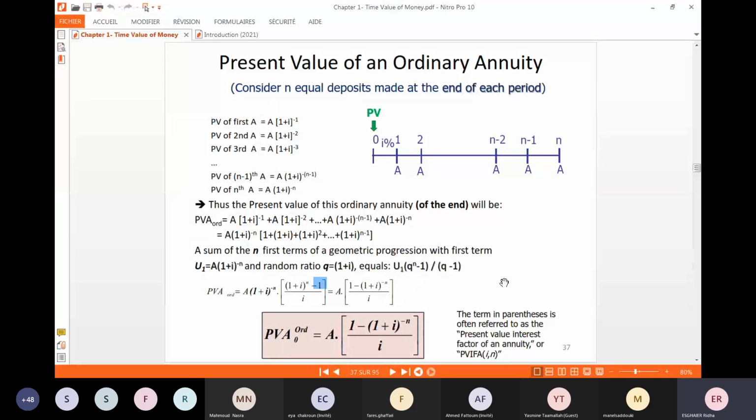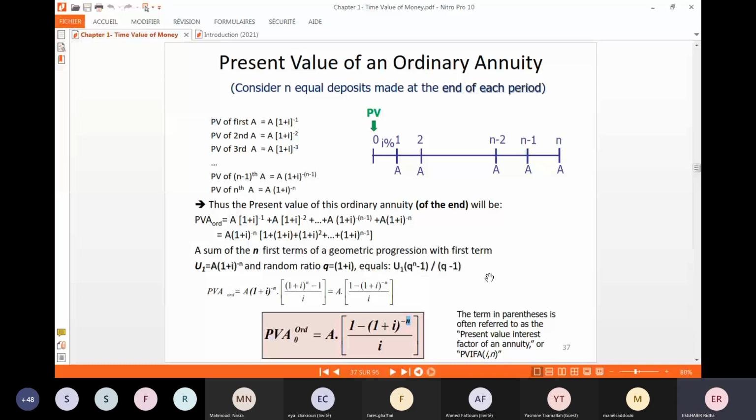Always n in the formula of the annuity refers to the number of A's, not the date and not the number of years. This is a particular case here, when we have the first deposit made at the date 1, the second deposit at the date 2. This is why the date n coincides with the number of deposits. But in real life, n will represent for sure the number of deposits, not the date. Okay? Not the number of years. It's the number of deposits.